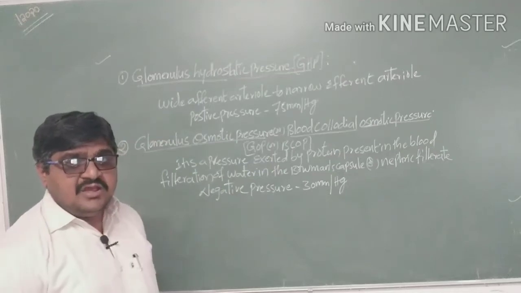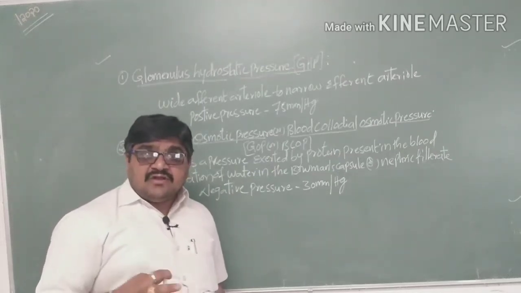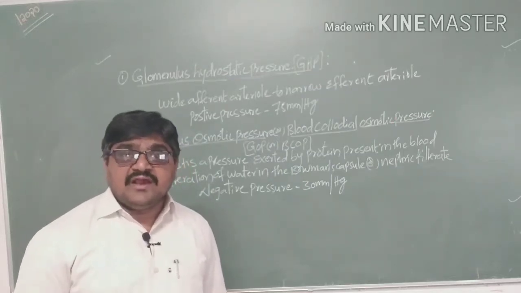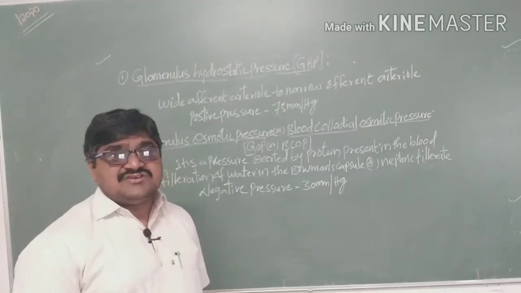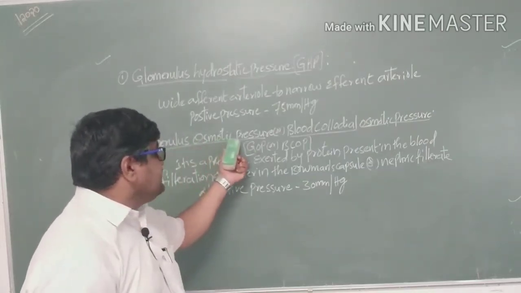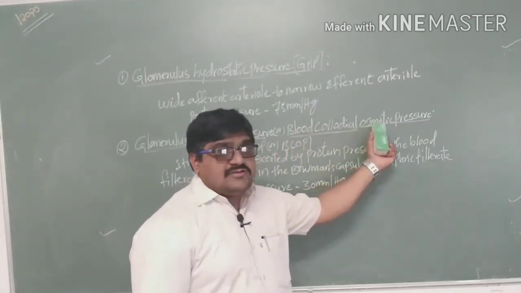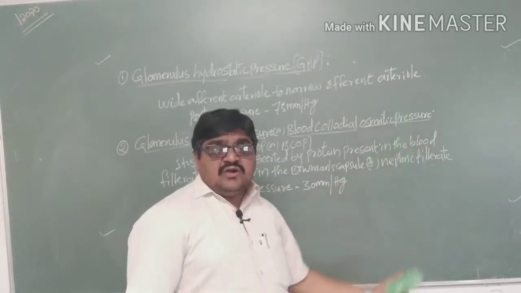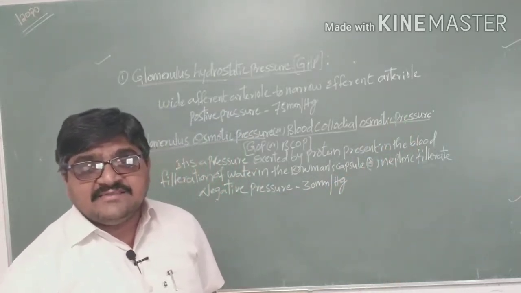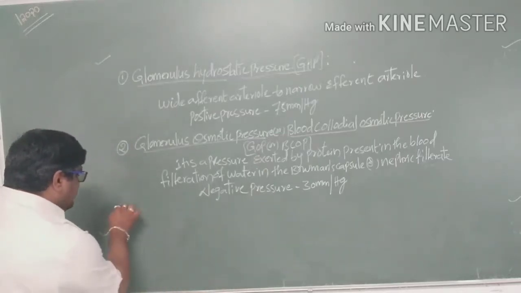So that pressure is exerted by proteins present in the blood, opposing the filtration of water into the Bowman's capsule in the form of nephric filtrate. That is called the glomerular osmotic pressure, or otherwise blood colloidal osmotic pressure. Here it is a negative pressure, and it is 30 mmHg.